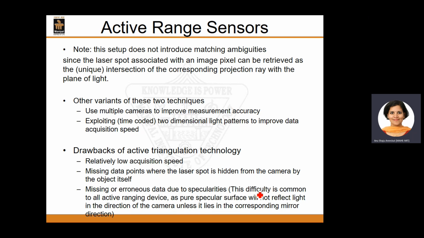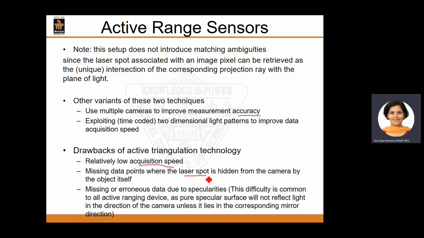So in active range sensors, as I said here, what we're using is another light source or an illumination source over there, and you're using a laser pointer, right? But there are some disadvantages of using these active range sensors using triangulation. Some of the disadvantages is that you might need to use multiple cameras in order to improve the accuracy of this particular method. And the acquisition speed is kind of less.